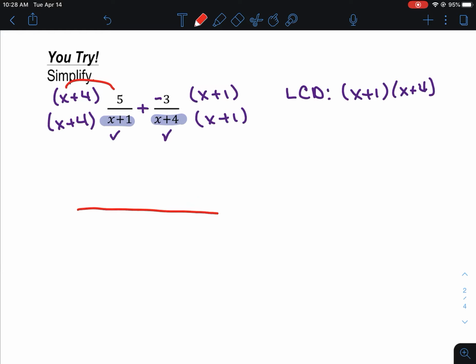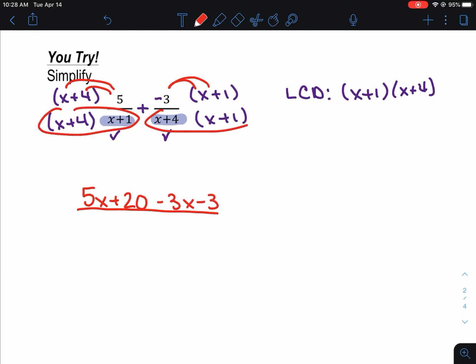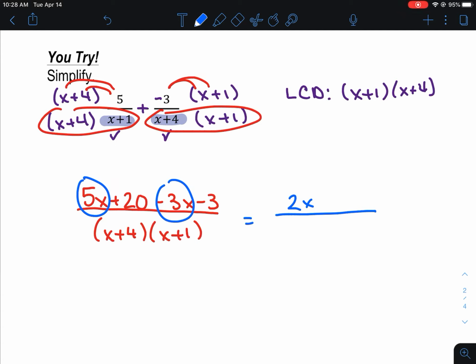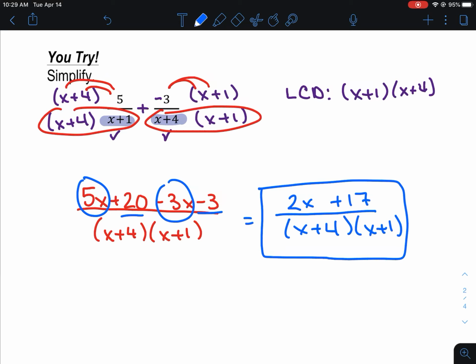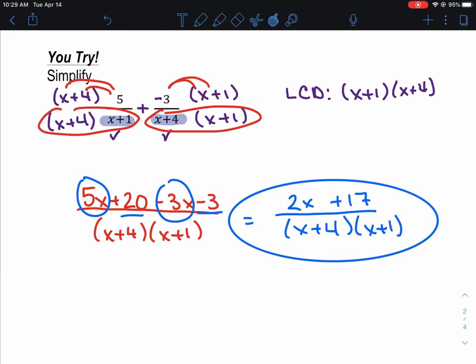I'm going to go ahead and distribute. That gives me 5x plus 20 minus 3x minus 3. My denominator is x plus 4, x plus 1. When I combine like terms on the top, I get 2x plus 17 over x plus 4 and x plus 1. All right, oops, and that's it.